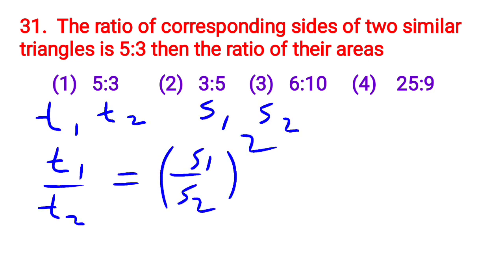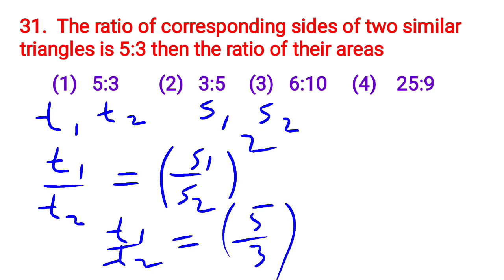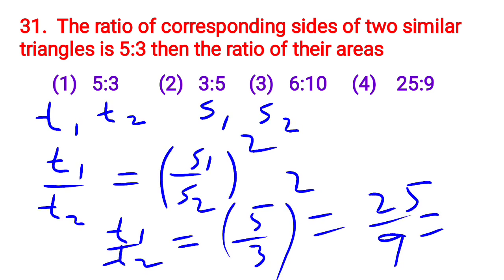So T1 by T2 equals the ratio of sides, already given, that is 5:3. 5:3 means 5 by 3. Every ratio can be written in fraction form. Then it equals 25 divided by 9, that is 25:9. So the fourth option is correct.